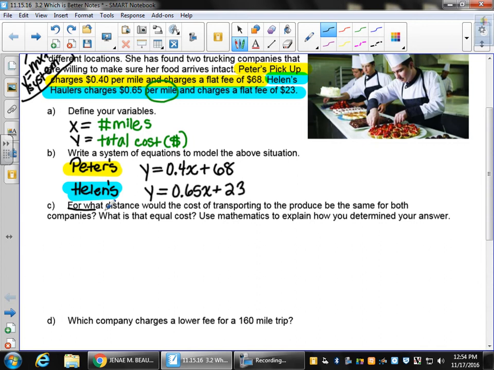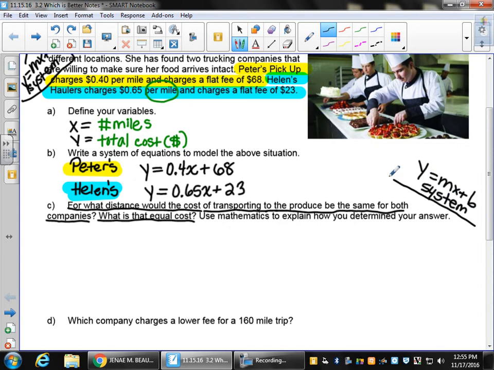So let's keep our good habit going and underline the question. For what distance would the cost of transporting the produce be the same for both companies? And what is that equal cost? From this language, it has to scream to us y equals mx plus b system. We're comparing two companies. We're finding when their costs are equal.